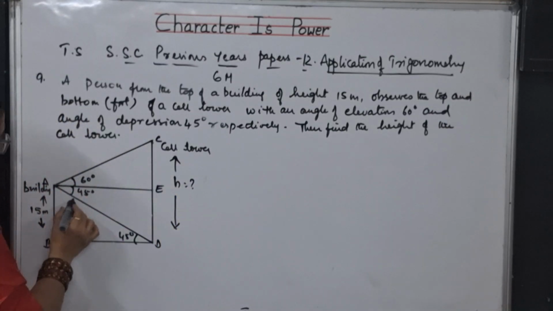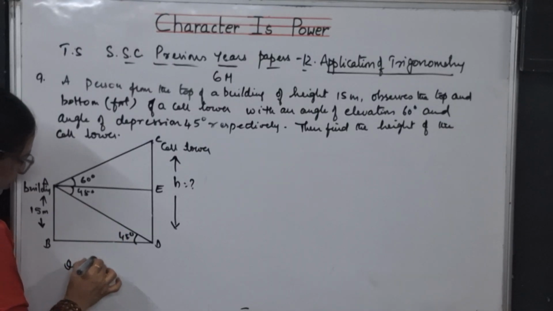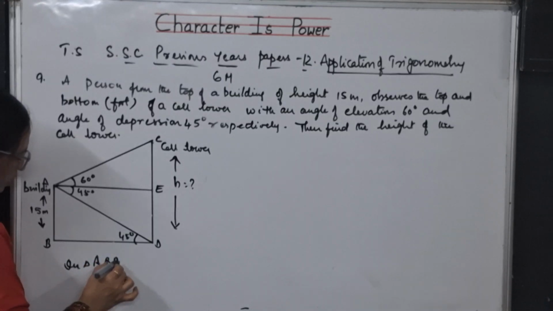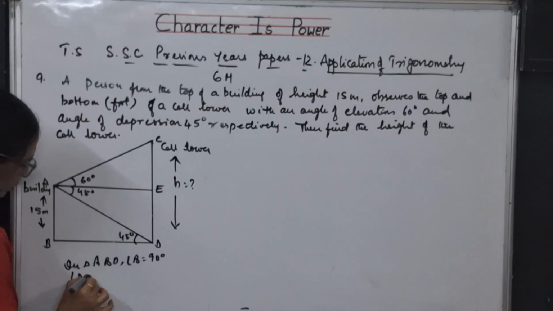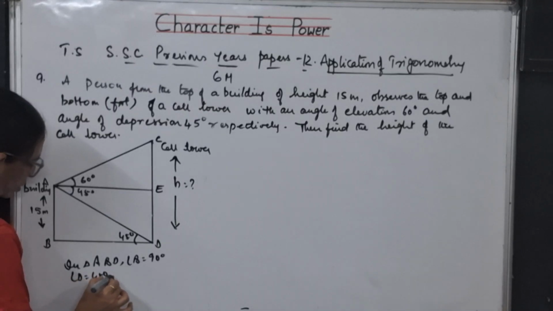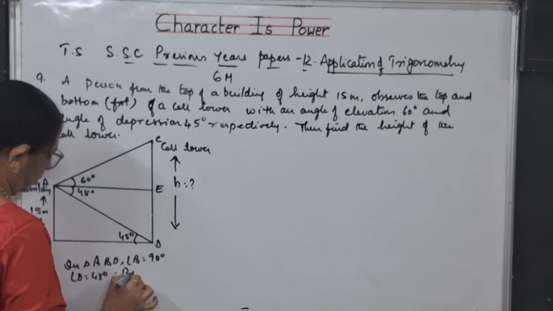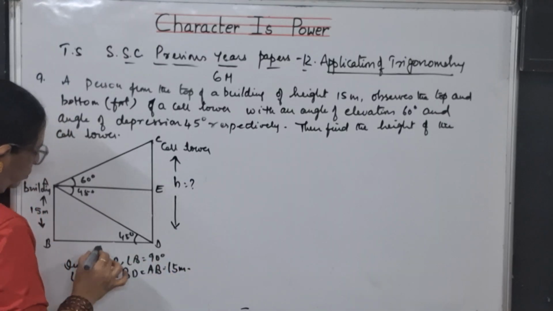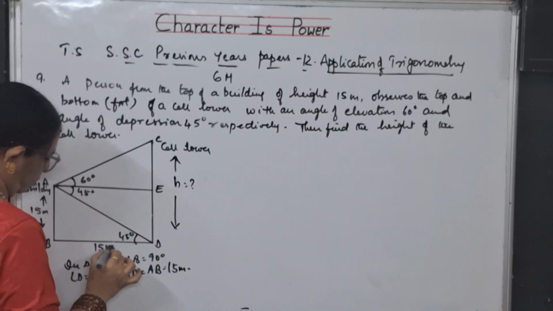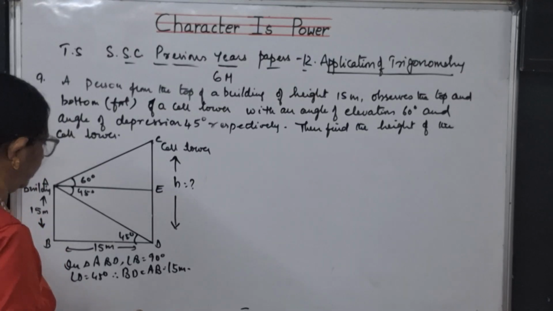Now you see children, in triangle ABD, angle B is 90 degrees, angle D is equal to 45 degrees. Therefore, what you will say, this is also 45. What you can say, BD is equal to AB is equal to 15 meters. So this is also 15 meters. If this is 15 meters, we can say BD is equal to AD.